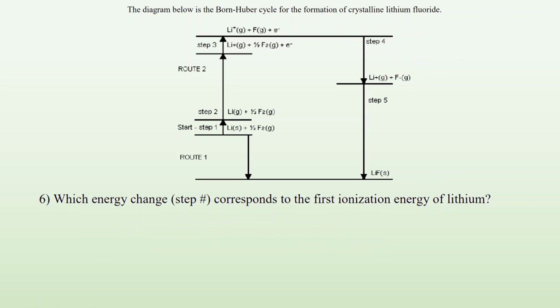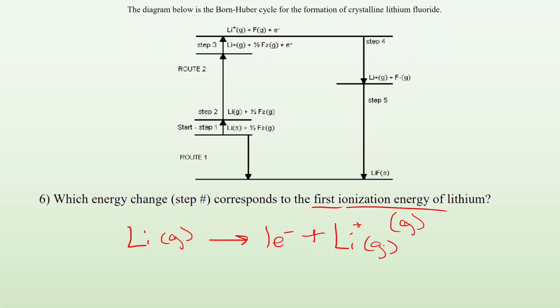Which energy change or step number corresponds to the first ionization energy of lithium? First ionization energy means we're removing an electron. It has to be an atom in its gaseous state. So we start with lithium in its gaseous state, we remove an electron, and we end up with an ion in its gaseous state. Which step is represented by that? If we take a look at step 2, you'll see it. We start with lithium gas, we end up with the lithium ion in the gas phase and a separate electron. So step 2 for that one.